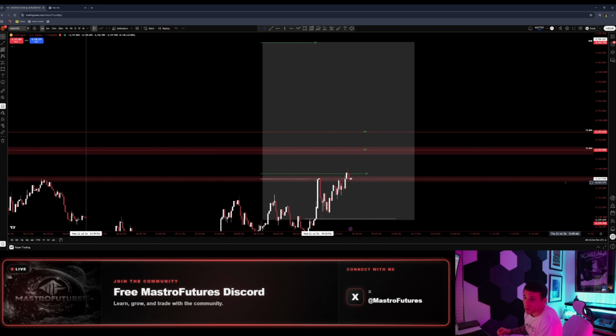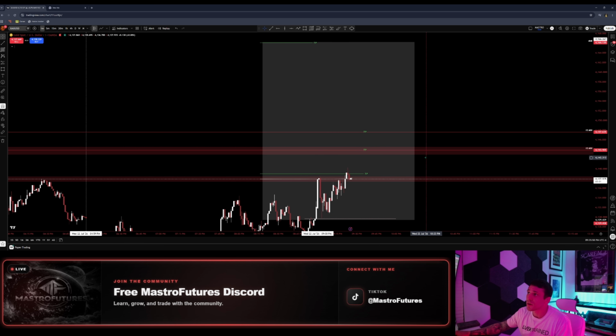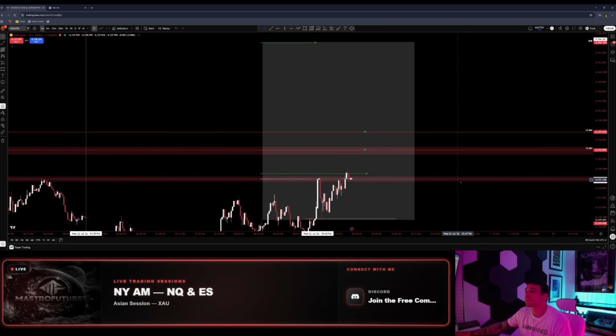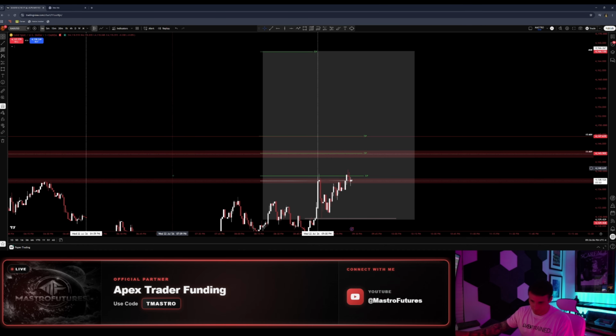Would be nice if we could just keep pumping though. We're building a lot of low resistance right here. I don't like that. That's why I took another partial to secure a little bit more, because we are in an hourly gap too.